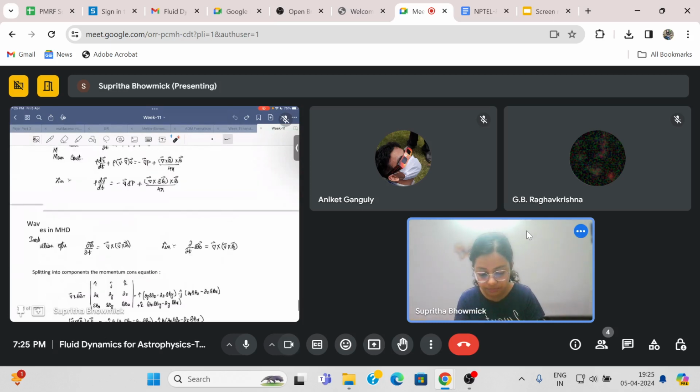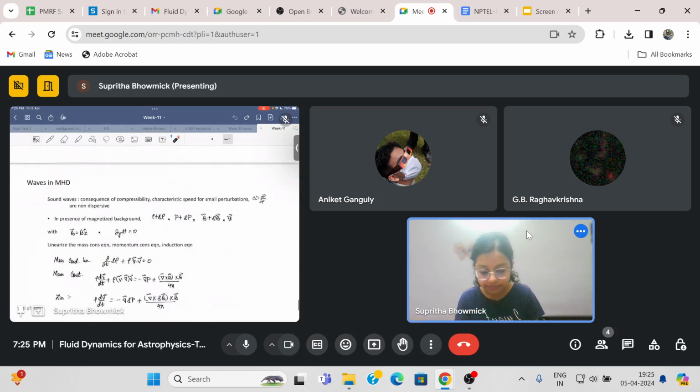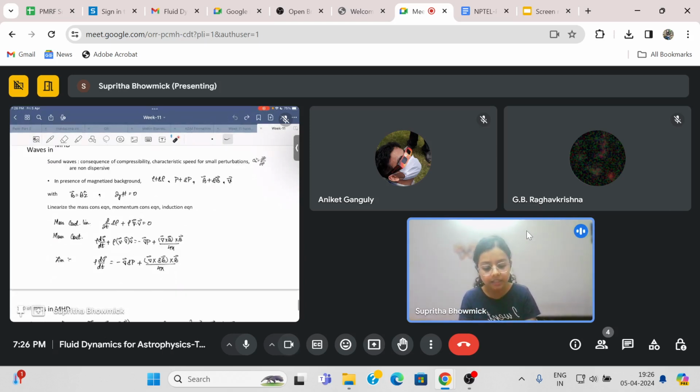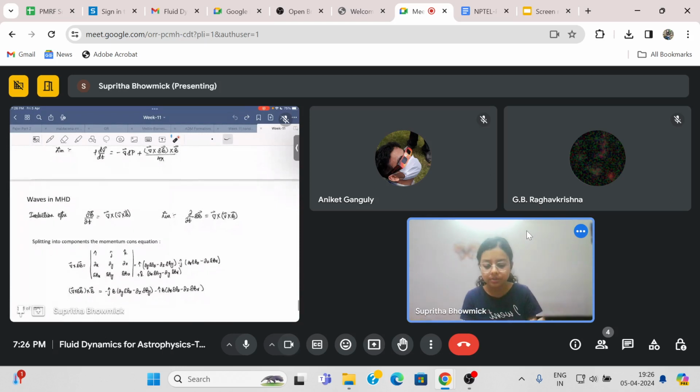Next, to see the fact that there are in fact three different modes, one is the Alfvén mode and the other two are magnetosonic modes, what we will do is split it into components that will help us identify these different modes. So we split it into XYZ components. We write these linearized equations in XYZ components.